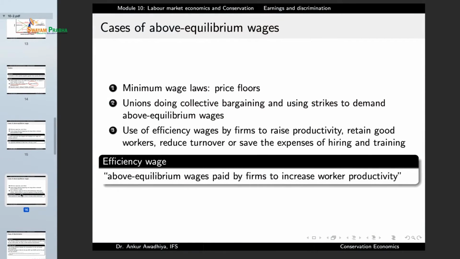And third is the use of efficiency wages by firms to raise productivity, retain good workers, reduce turnover, or save the expenses of hiring and training. The efficiency wage is described as the above equilibrium wages paid by firms to increase worker productivity. In this case, there is no role of government. The government is not saying that the firms should pay above the market rate. The workers themselves are not saying that the firm should pay them above the market rate. But the firm, in its own best interest, pays the workers above the market rate.